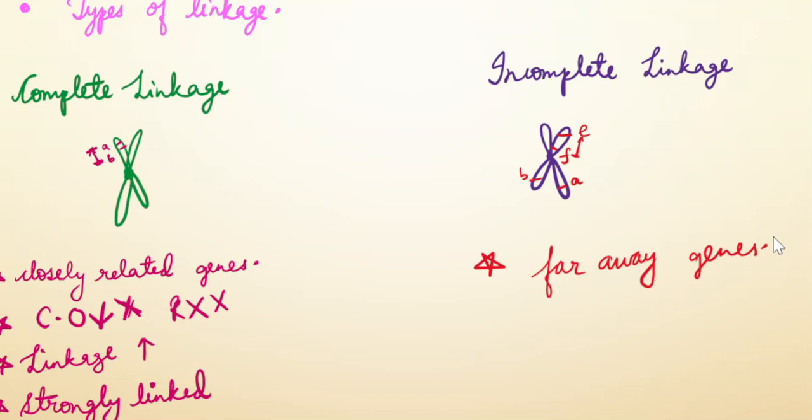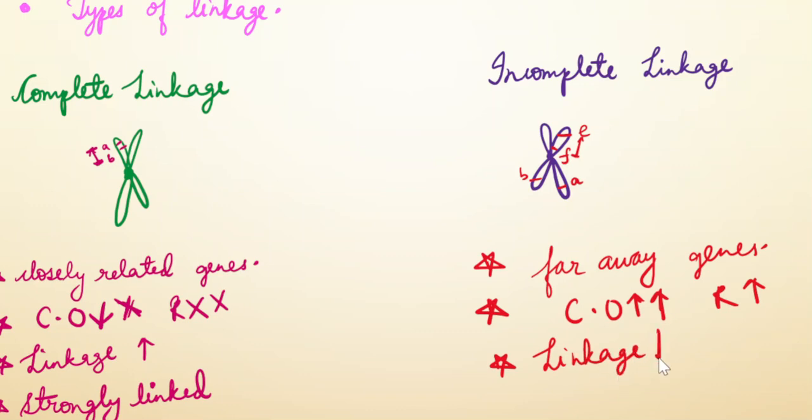If they are very far from each other, chiasmata can be formed, and hence crossing over will be higher. If crossing over is occurring, then recombination is also higher. And since they are very far from each other, linkage will be less.